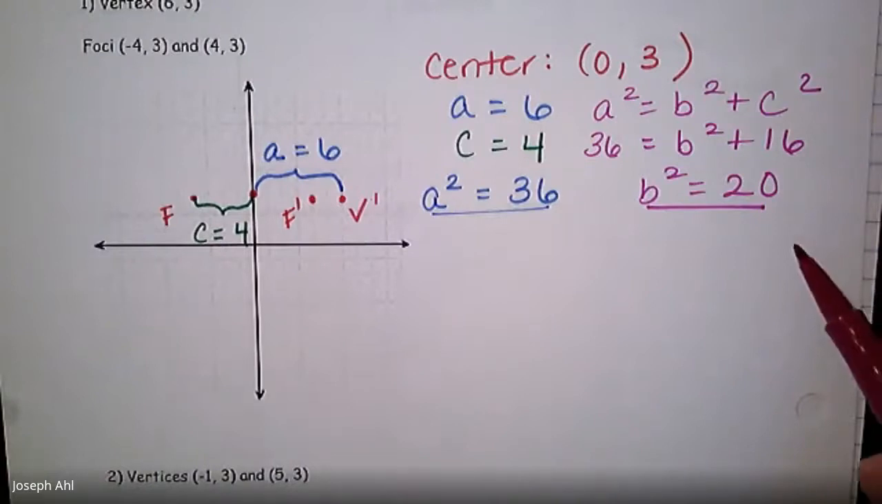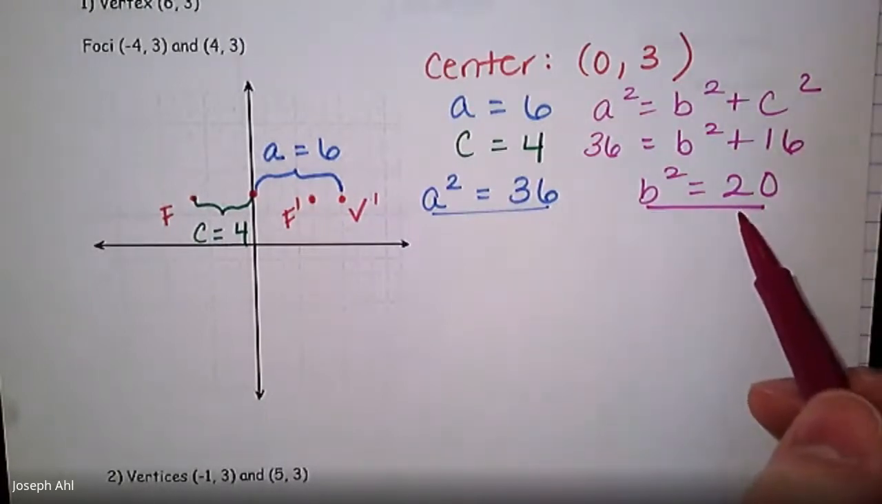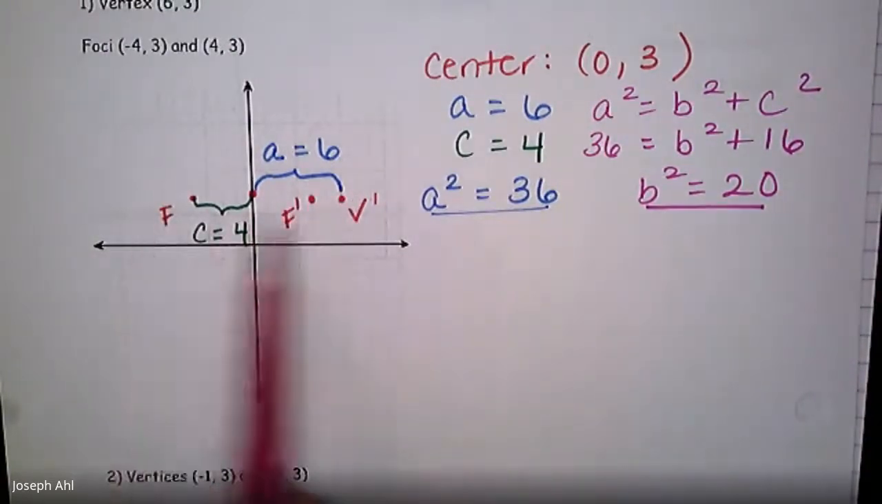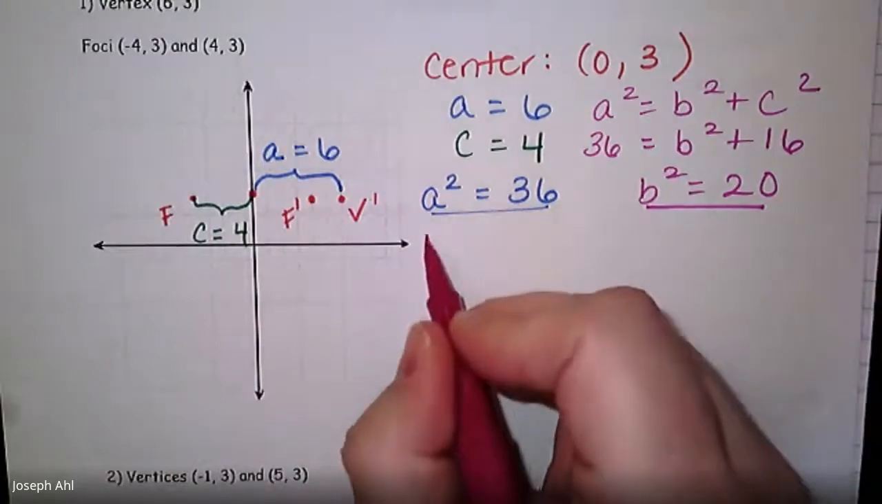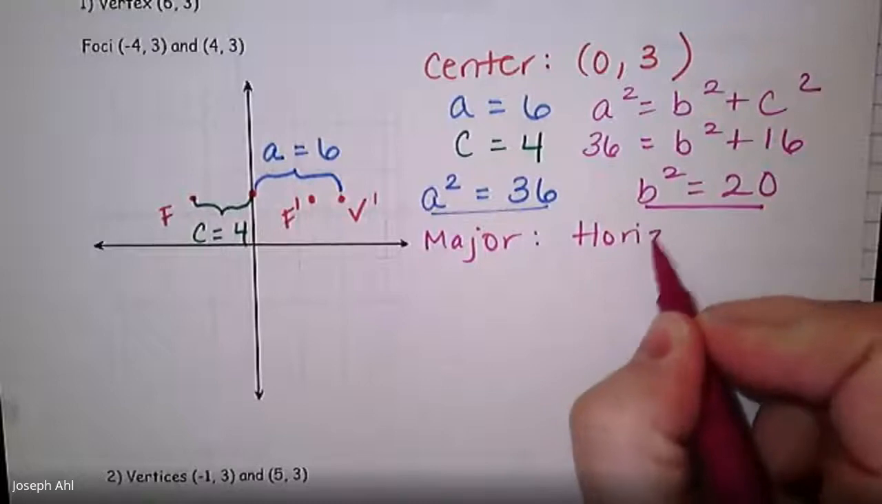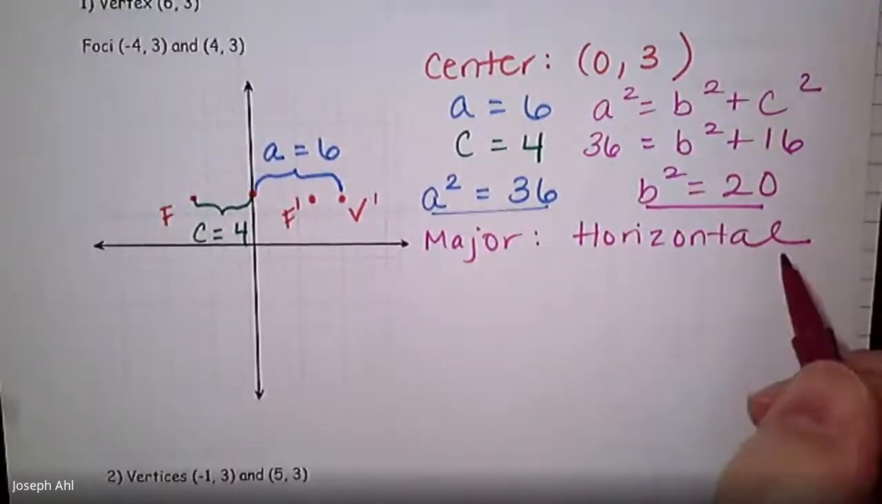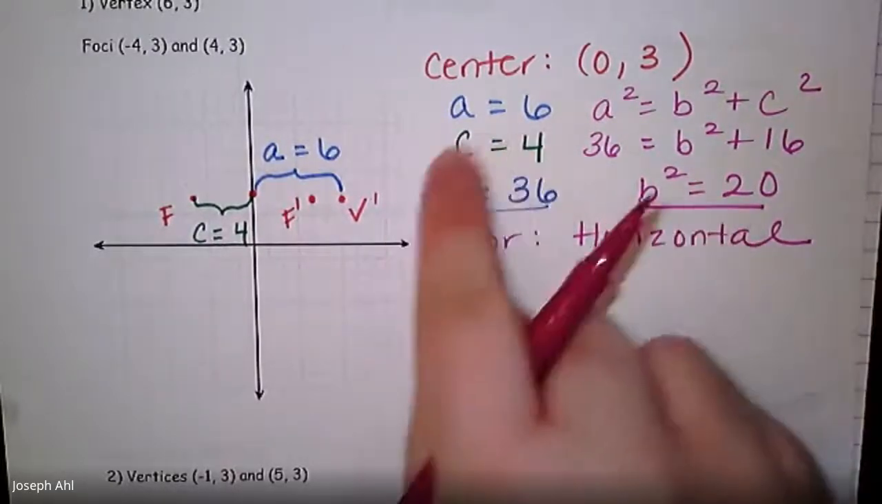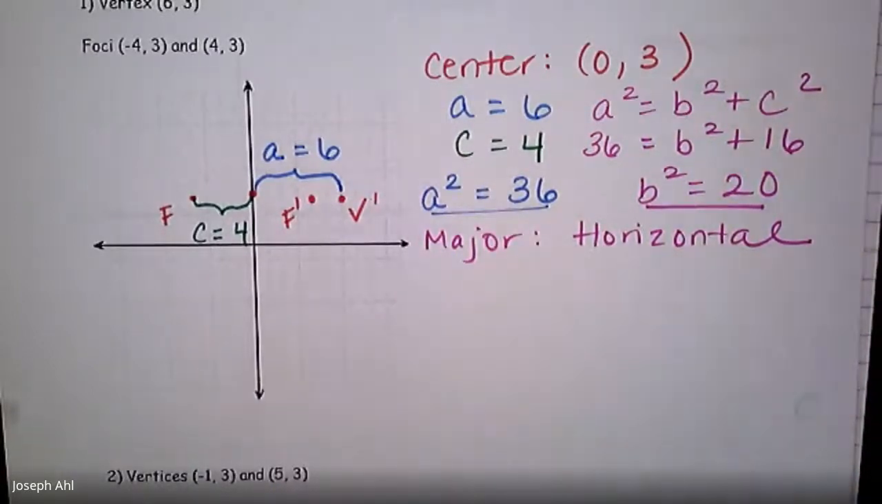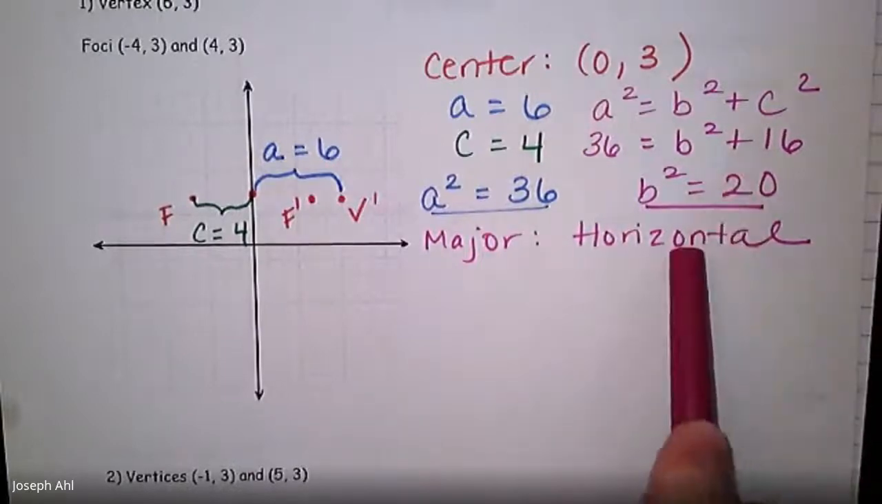The last thing we have to consider is: is this a major axis that's horizontal or a major axis that's vertical? Because that's going to tell me where a squared and b squared are located. Based on the fact that the foci go left and right, and the vertex is also to the right of the center, the major axis for this particular ellipse is horizontal. It's going left and right, which means that the larger of these two numbers, a squared, has to go underneath the x's.